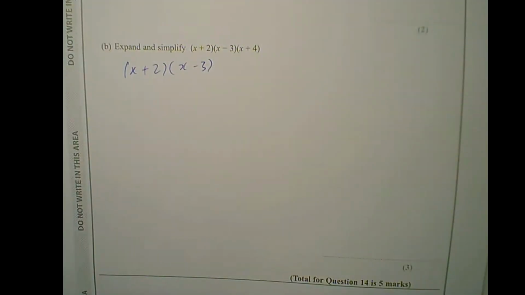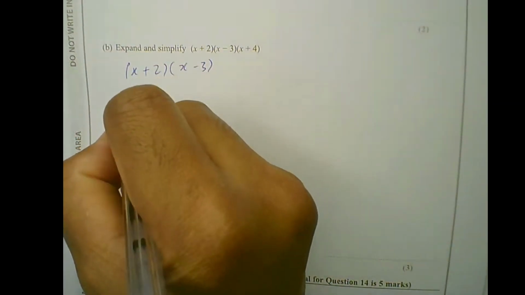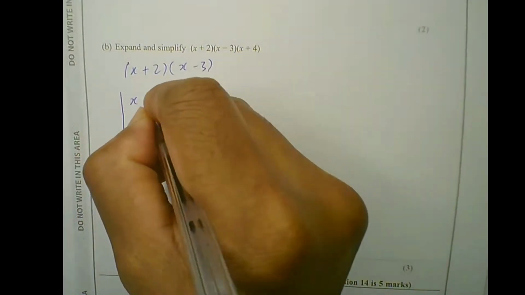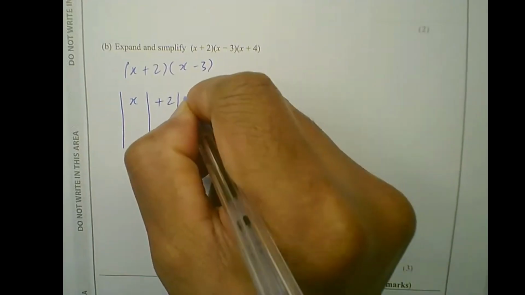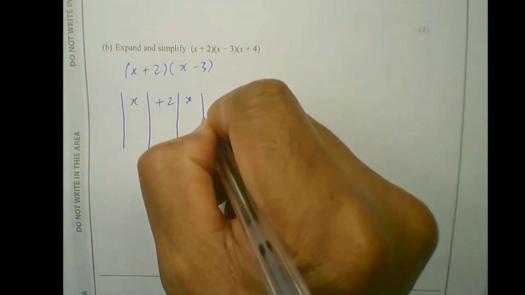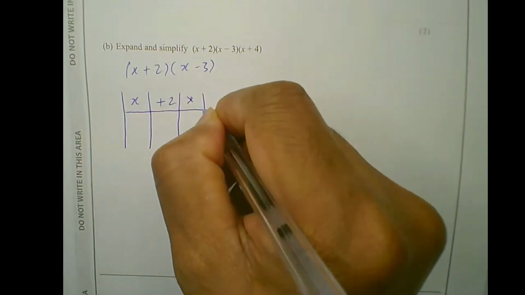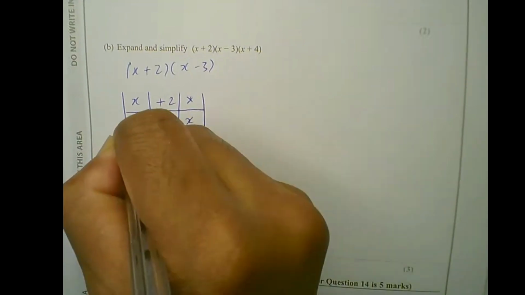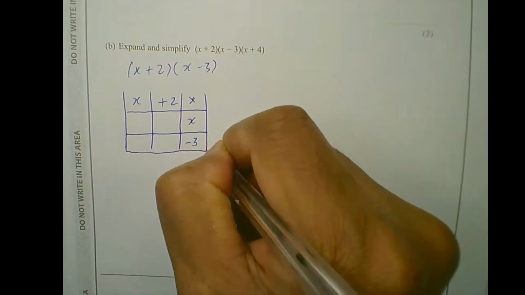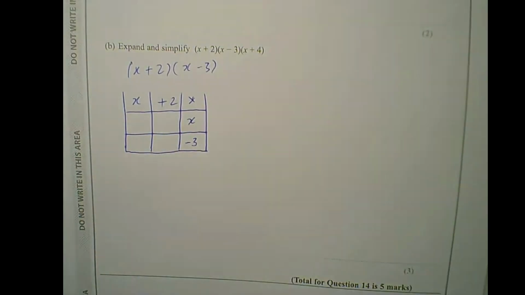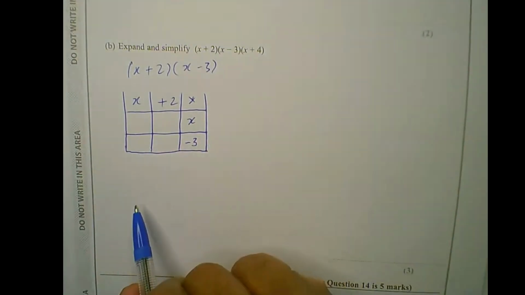x plus 2 times x minus 3. And I'm going to have x here plus 2 times x minus 3. I've got my grid. If you're not using a grid, then that's fine. It's just a grid does make it easier. That's why I'm demonstrating it here.